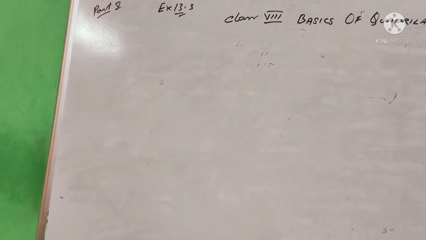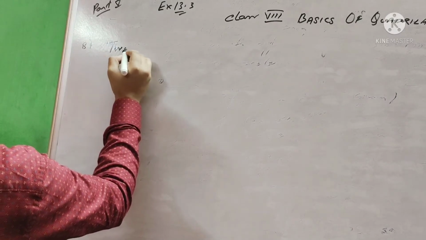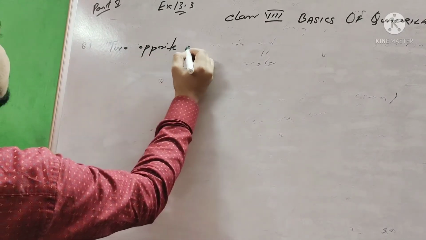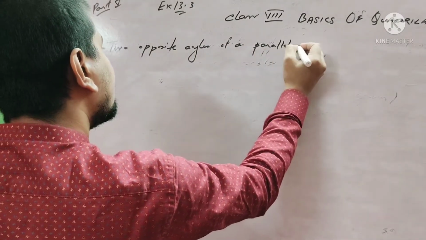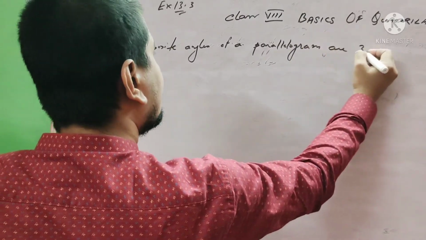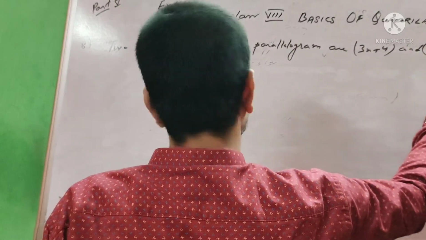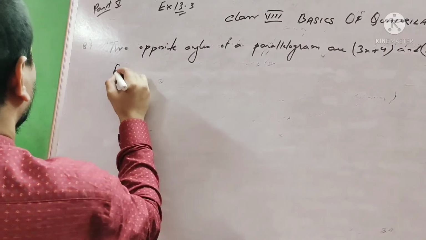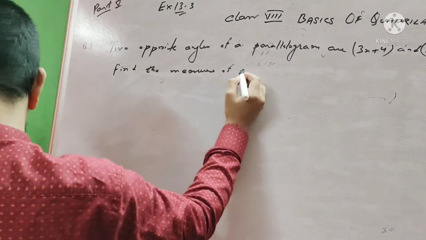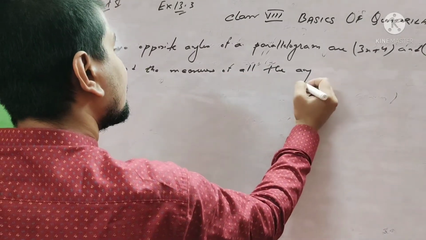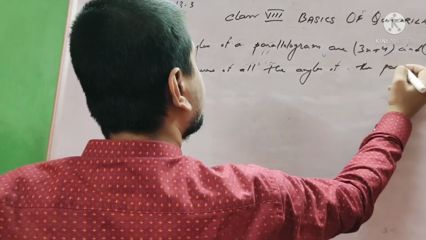Now time for question number 8. Two opposite angles of a parallelogram are 3x plus 4 and 5x minus 2. Find the measures of all the angles of the parallelogram.